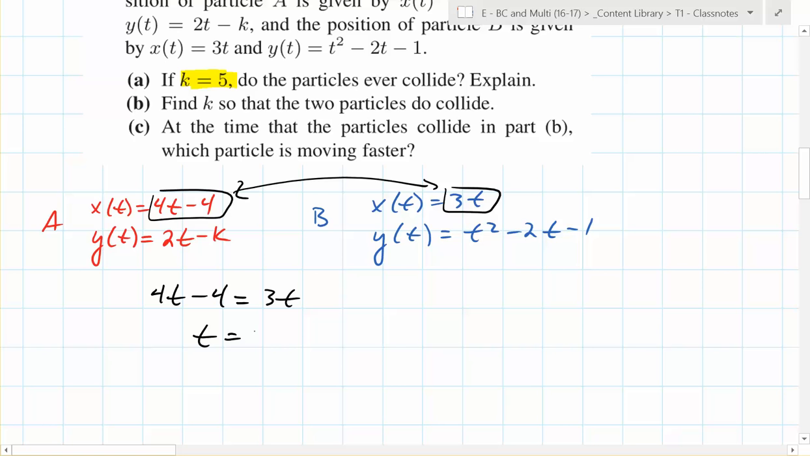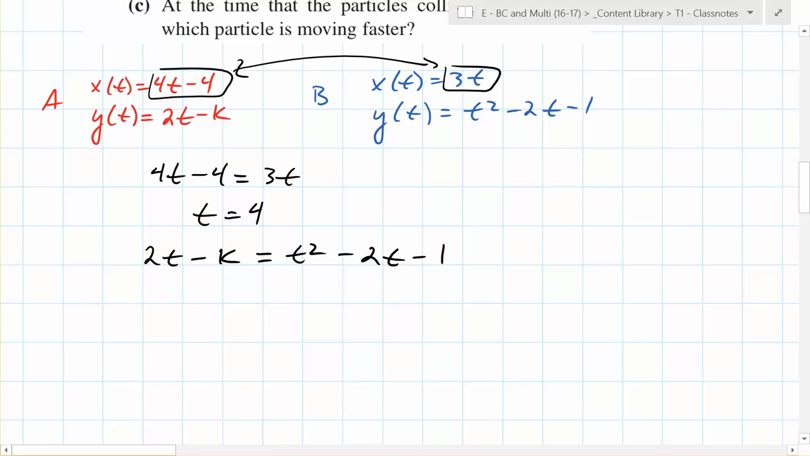So what's the only time that happens? When t is equal to 4. Hold on, we're not done yet. The only time they have the same x coordinate is when t is equal to 4, right? So in order for them to collide, 2t minus k has to equal t squared minus 2t minus 1. They're saying k is equal to 5, so that's 2t minus 5 is equal to t squared minus 2t minus 1.